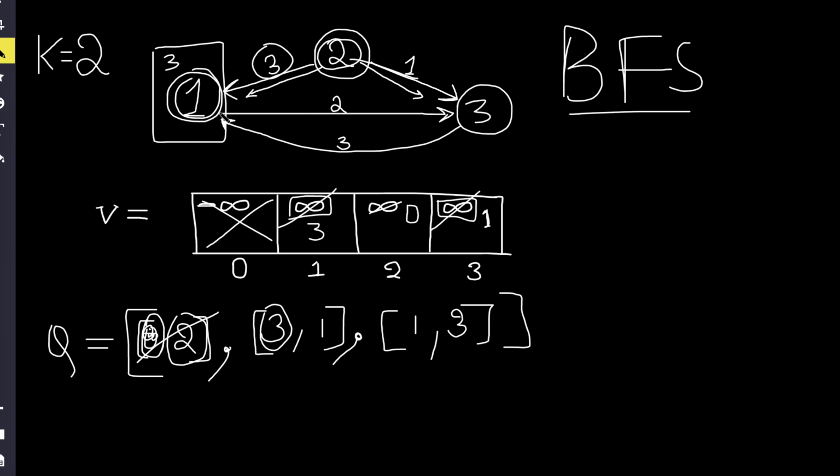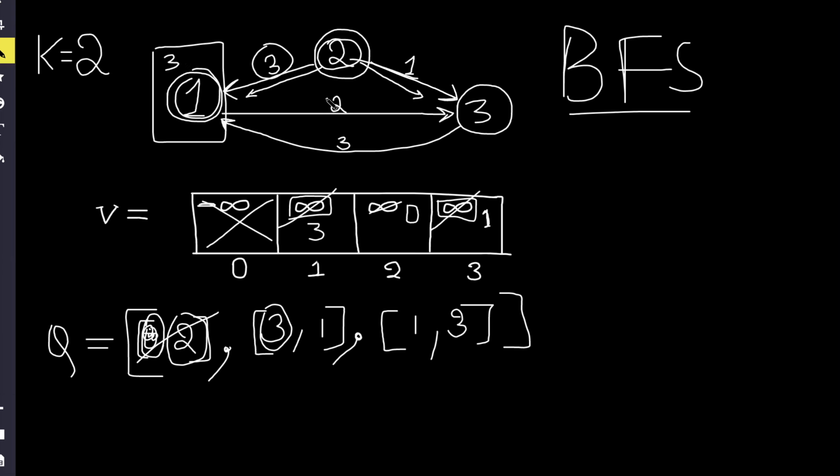From 1, let us see how many children 1 has. 1 has only 1 child. From 1 we can reach 3, and to reach 3 we will spend 1 more time. So to reach 1 itself we spent 3, and to reach 3 we will spend 1 more time, so the total is 5.